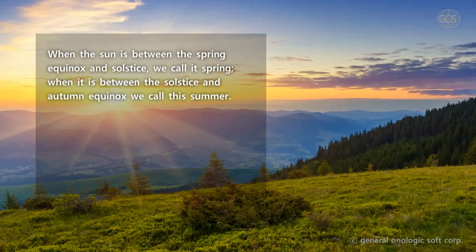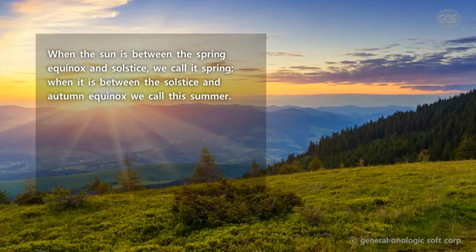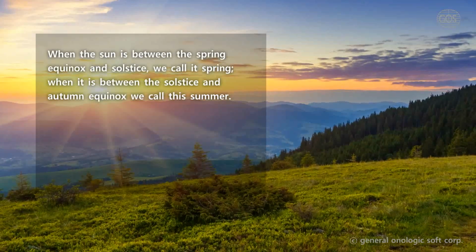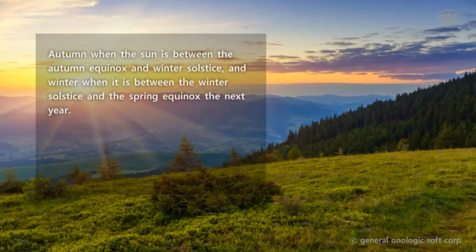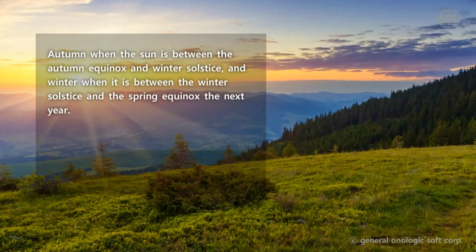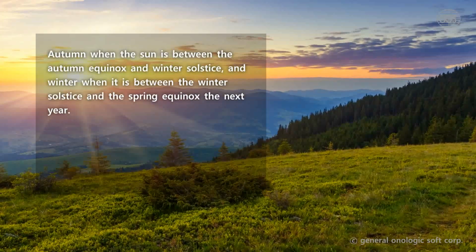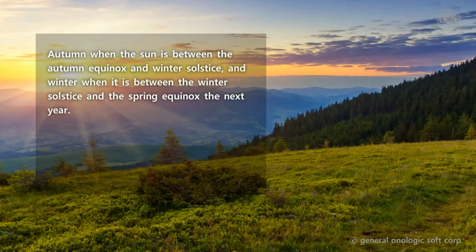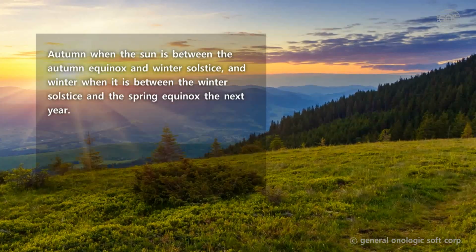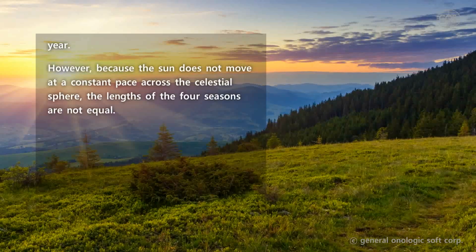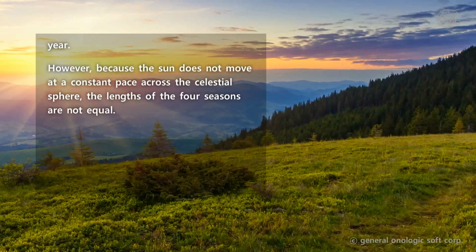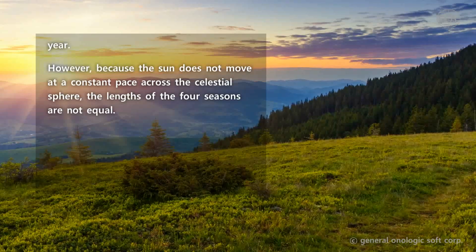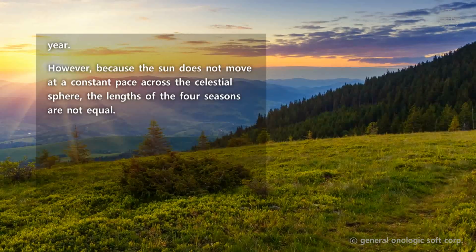When the Sun is between the spring equinox and solstice, we call it spring. When it is between the solstice and autumn equinox, we call this summer. Autumn is when the Sun is between the autumn equinox and winter solstice, and winter is when it is between the winter solstice and the spring equinox the next year. However, because the Sun does not move at a constant pace across the celestial sphere, the lengths of the 4 seasons are not equal.